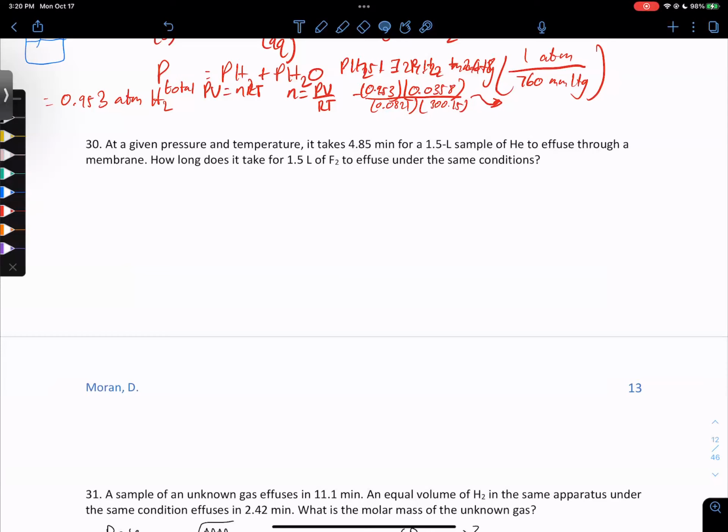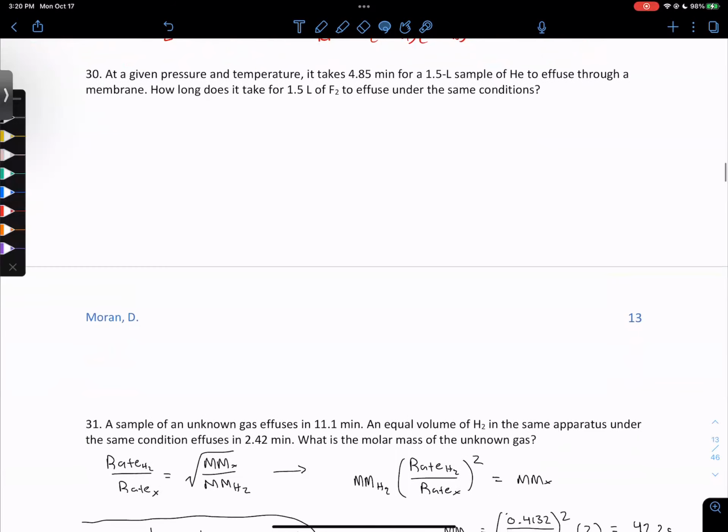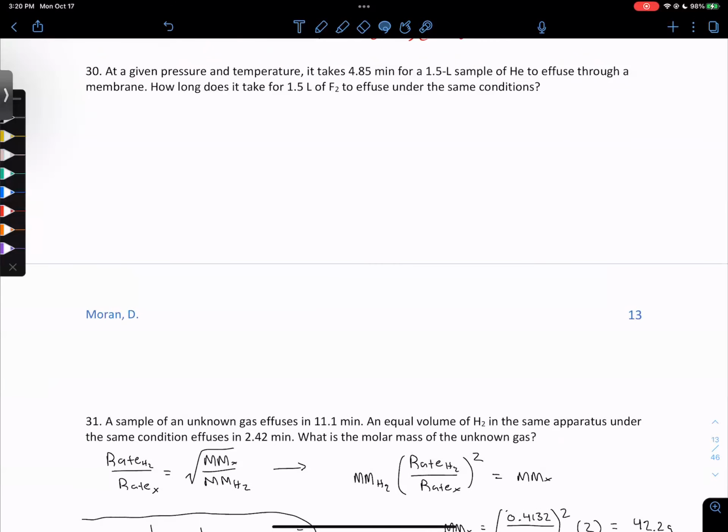Okay, so I'm gonna go ahead and get started because I see a couple people that may be a little lost, and I don't want y'all to feel lost. It says at a given pressure and temperature, it takes 4.85 minutes for a 1.5 liter sample of He to effuse through a membrane. How long does it take for a 1.5 liter sample of F2 to effuse under the same conditions? The first thing you should cross out is the 1.5 liters, because they're both the same volume. It won't affect anything here, and there's nowhere you can plug volume into this equation.